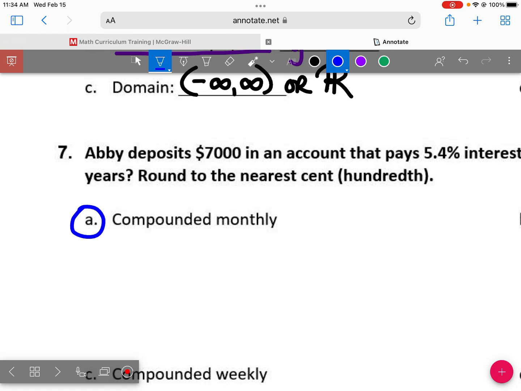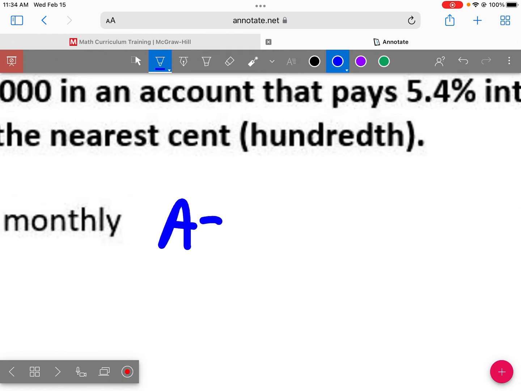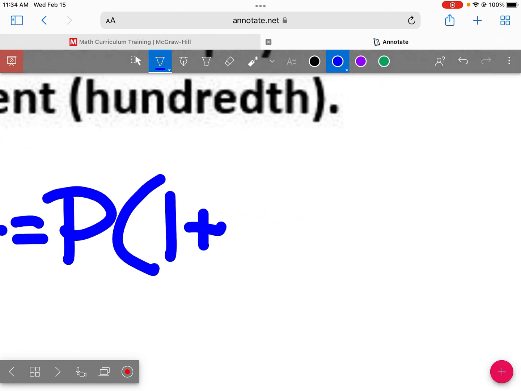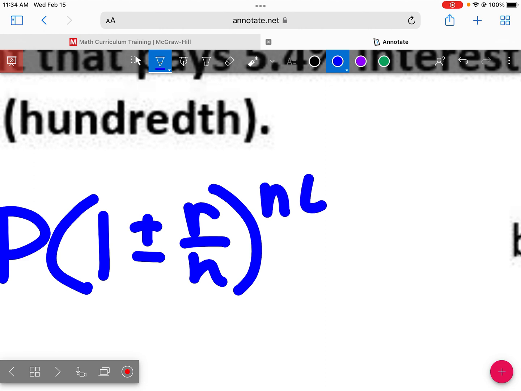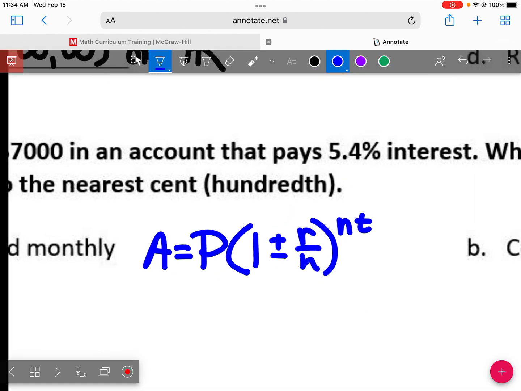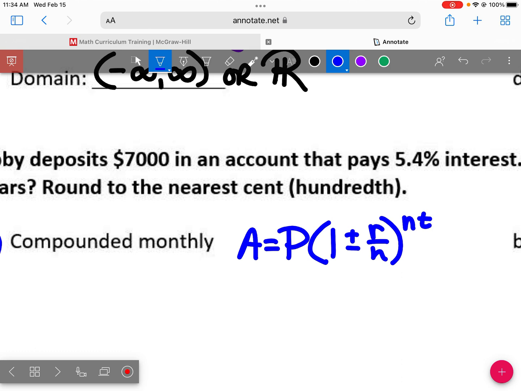which equation would I use? A equals P. You said 1 plus or minus? Yes. Okay, let me write this down. Plus or minus R over N, to the power of NT. Absolutely the correct one. What was the key to knowing we had to use this one?